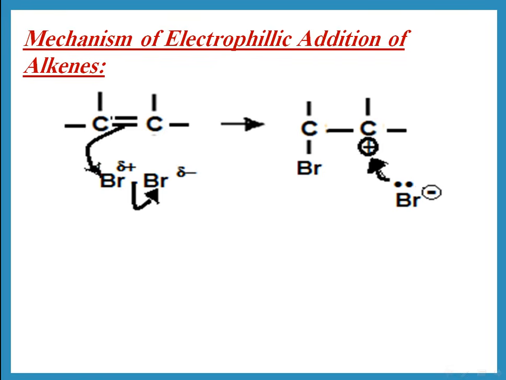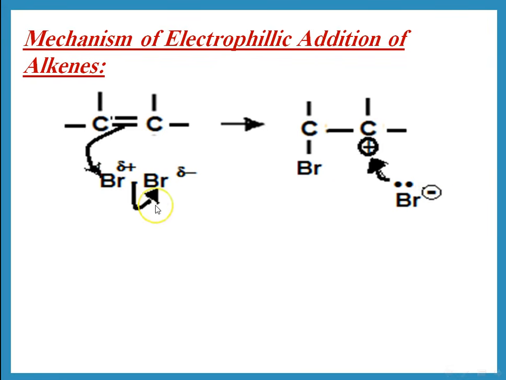So I have an arrow coming from the double bond to the first Br, and then another arrow coming from that bond between the two Brs going to the other Br. So I end up with a Br that has electrons and a total negative charge. Please notice the difference between a slightly negative charge, that's a delta with a minus, or a full negative charge.